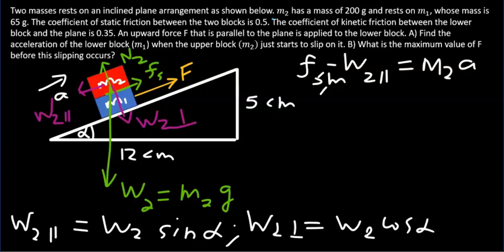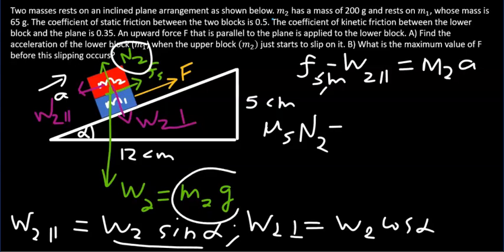The maximum value for the static friction on M2 is given by the coefficient of static friction, which we already know, times that normal force on M2, namely N2. Now, W2 parallel is given by that expression. So W2 is M2 G sine alpha.